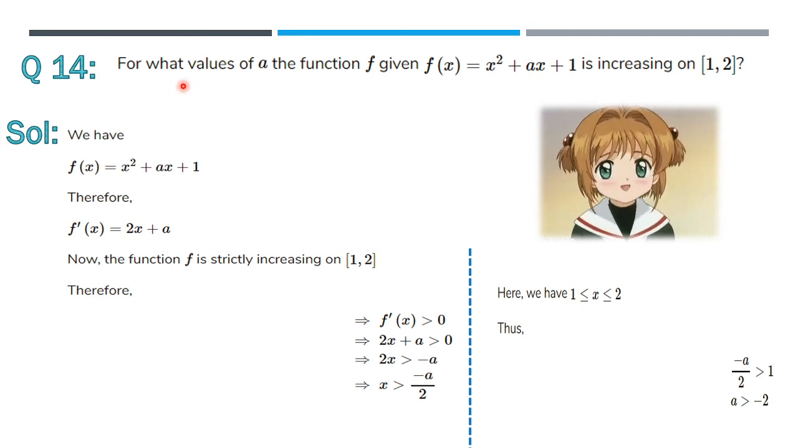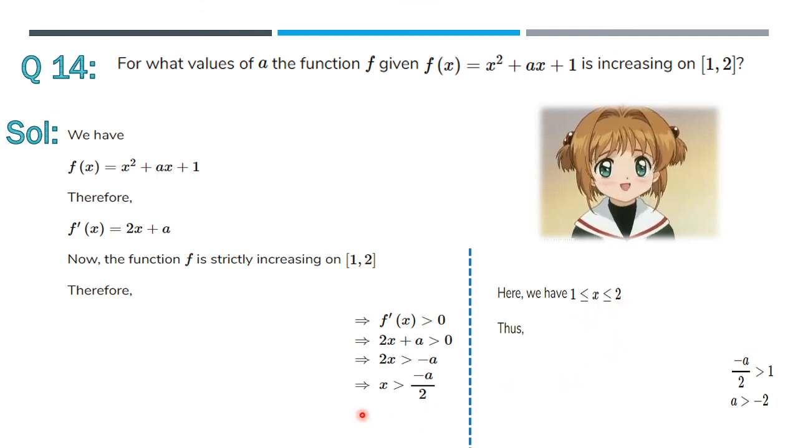Now, question number 14, for what values of a is this function increasing in this interval 1 to 2? First of all, calculate the derivative. Now, what are we getting? F dash x is greater than 0 because they are saying the function has to be increasing. Greater than 0, so x should be greater than minus a by 2. Our x lies from 1 to 2, including 1 and 2 as well.